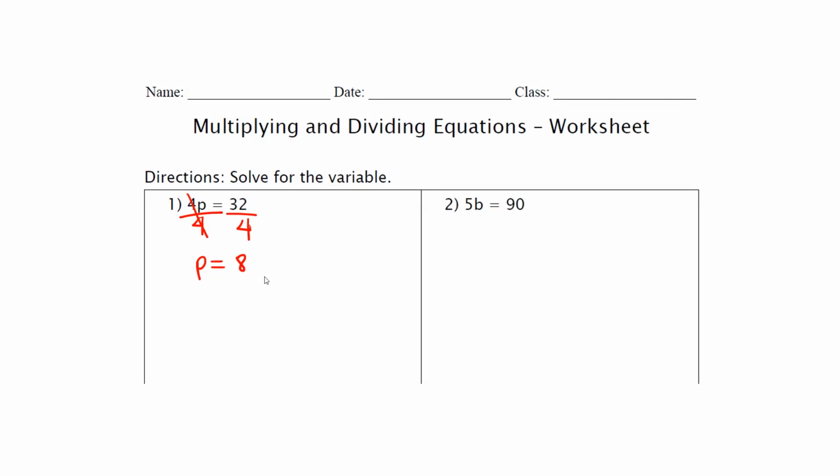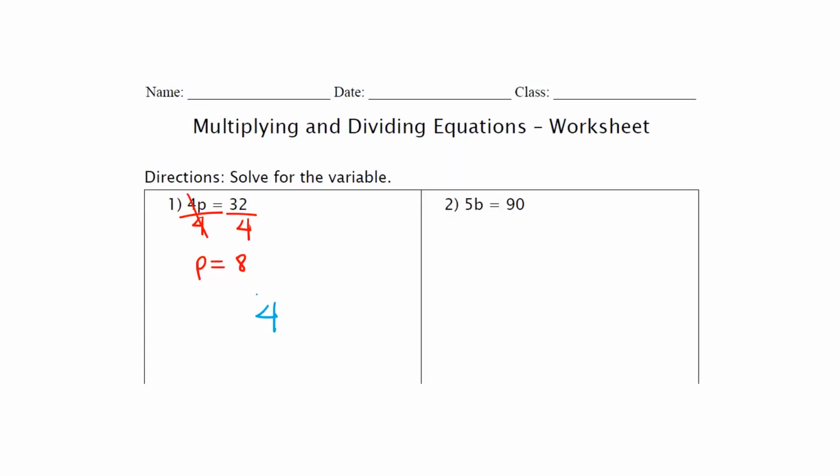Now, if you wanted to check your answer to make sure you got it correct, all you need to do is plug the answer you got for that variable back into the original problem and make sure what you get on the left side equals what you have on the right side. So for this particular example, I would rewrite this as 4. And instead of writing a p, I'm going to write 8.